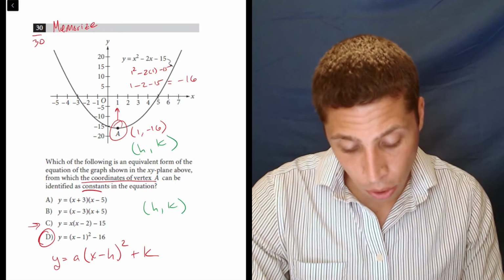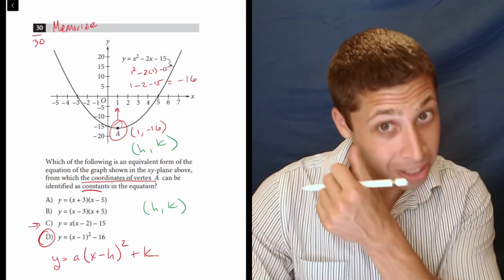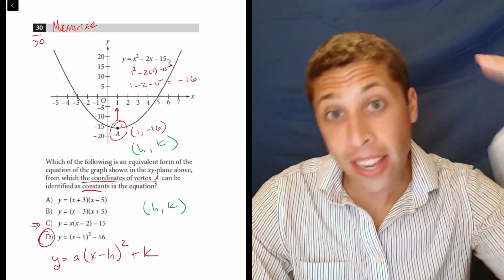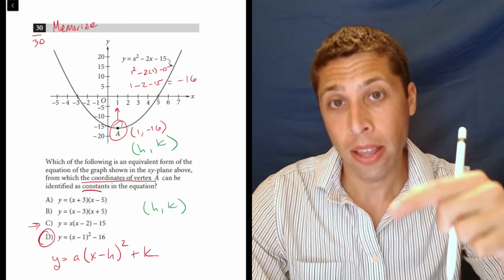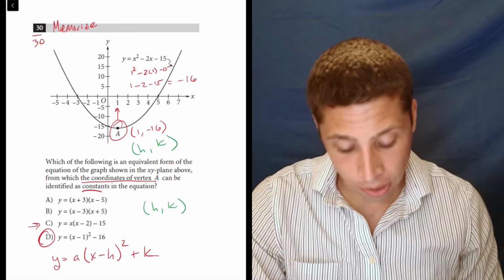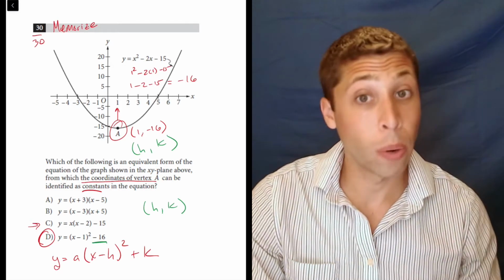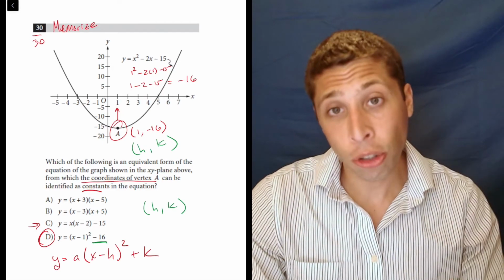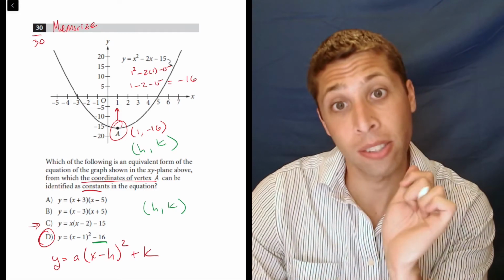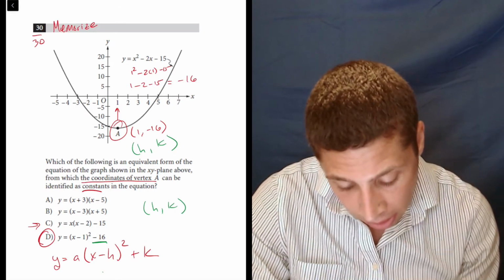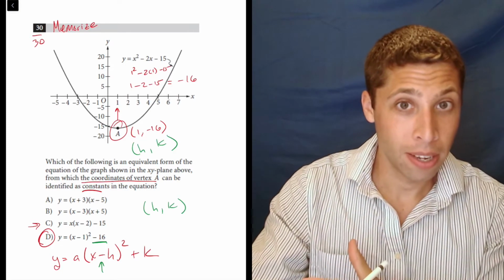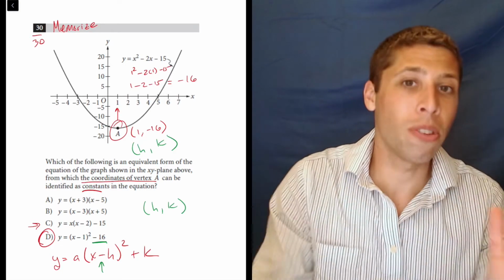So there are two pieces of this that can still be confusing. The k term is going to be identical to whatever is in the graph. So negative 16 was on the graph, and negative 16 appears in my equation. The h term, the x portion of the vertex, is going to get flipped. The sign is going to be opposite because the formula itself includes a negative. So that confuses things a little bit.